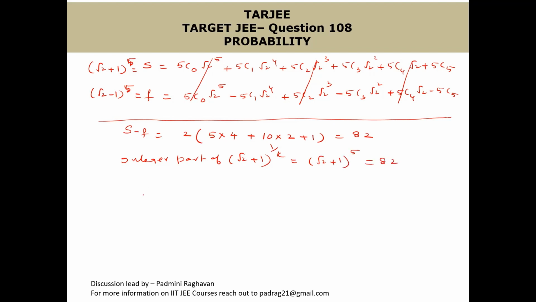Now the question is the number of factors of this integer part. Let us prime factorize this. This is going to be 2 into 41, or we can even count the factors, 1 into 82. So the factors are 1, 2, 41, 82. So the number of factors of the integer part of (root 2 plus 1) whole power 1 by k is equal to 4. So the answer to this numerical question is 4.